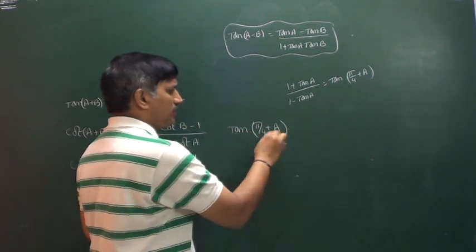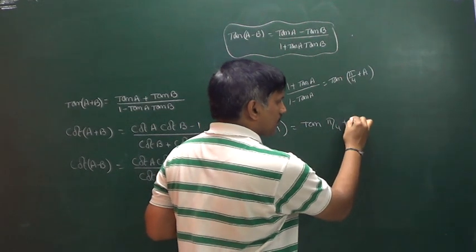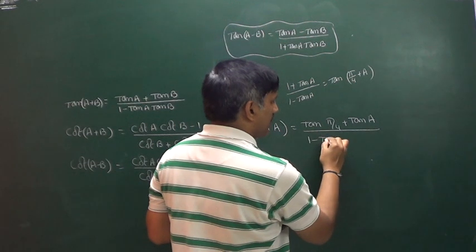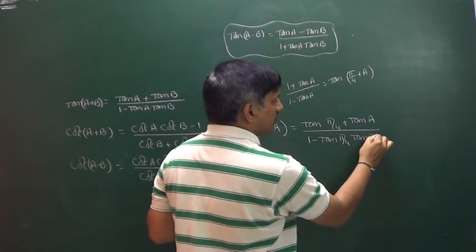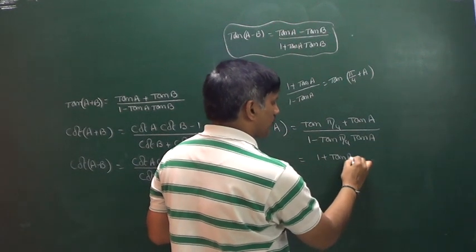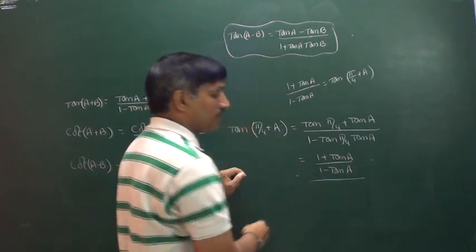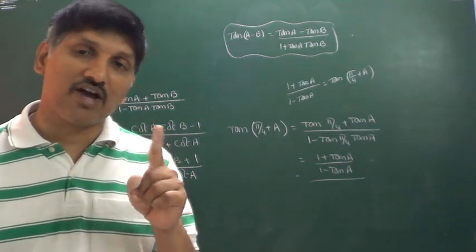You know the tan(A+B) formula: tan A plus tan B divided by 1 minus tan A into tan B. What is the value of tan 45? Tan 45 is equal to 1. That's why you will get 1 plus tan A divided by 1 minus tan A. So 1 plus tan A divided by 1 minus tan A is equal to tan(45 plus A).